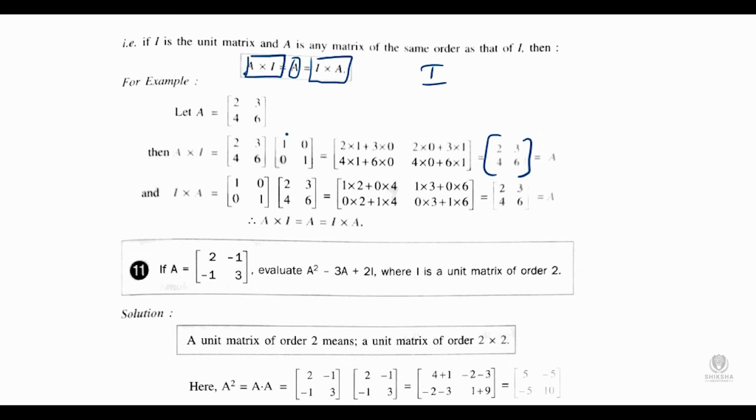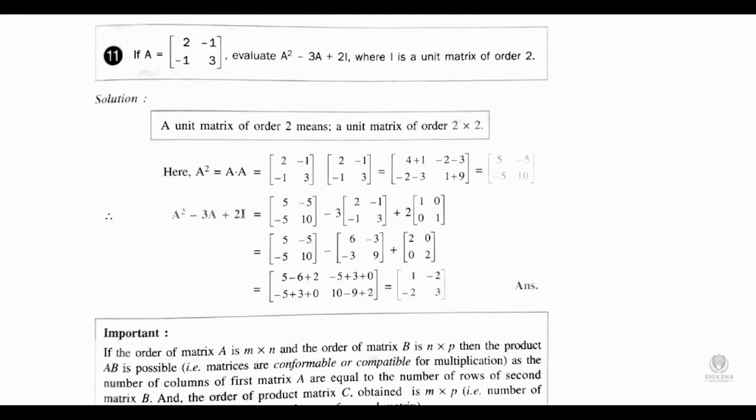Then we can take another example. If A is the matrix 2, minus 1, minus 1, 3, we need to evaluate A square minus 3A plus 2I, where I is the unit matrix of order 2. A unit matrix of order 2 means a unit matrix of order 2 by 2. We know A square is equal to A into A. So we multiply A twice and we get the value 5, minus 5, minus 5, 10.